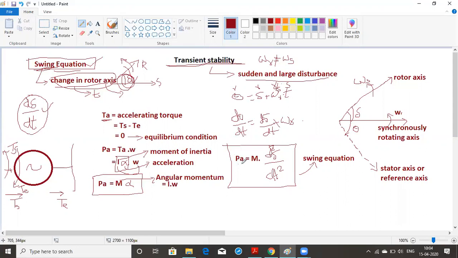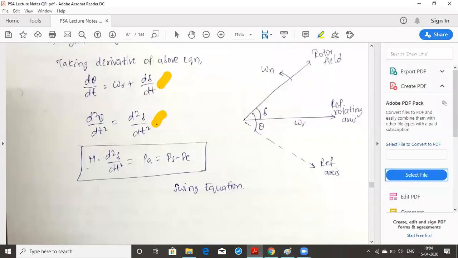But what is PA again? PA is nothing but PS minus PE, right? Because if it is TS minus TE, then PA will be equal to PS minus PE. You can observe here, PA is equal to PS minus PE. Therefore, this is actually the swing equation: M d square delta by dt square is equal to accelerating power, which is shaft power minus electrical power. So this is the derivation of the swing equation.